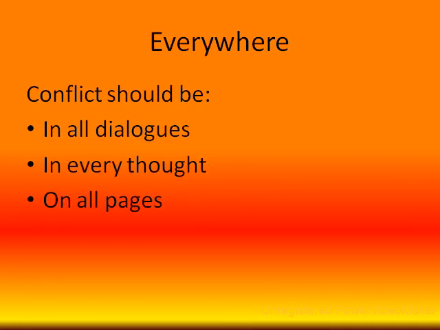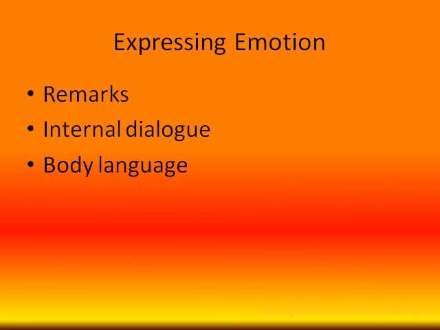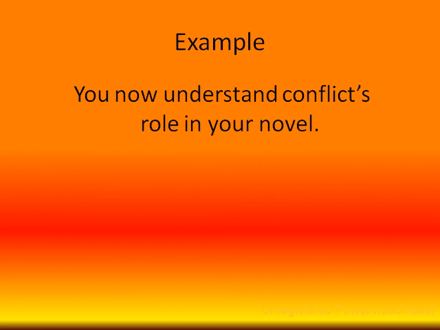Conflict should be found in every dialogue and every page of the entire novel. The internal conflict should be such a large part of the character that it's visible in everything the character does and says. When having your characters express their emotions, there are many ways to express them. They can be remarks, internal dialogue, or body language. Remember, what a character does not say can express more than blurting it out sometimes. You are now ready to look at an example.